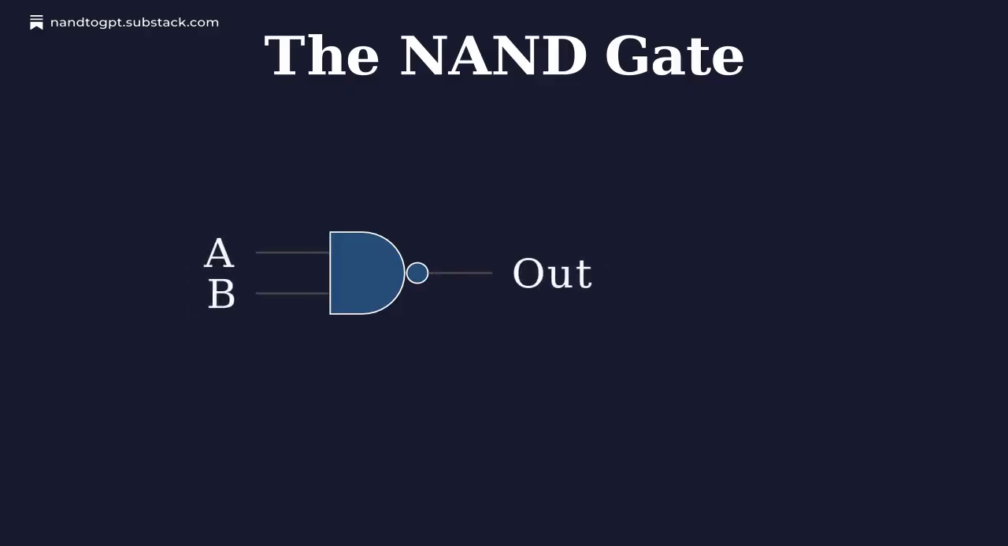What if I told you that every computer ever built, from the Apollo guidance computer to the GPU running GPT, can be constructed from a single type of component? Meet the NAND gate. It takes two inputs, A and B, and produces one output. Let's see what it does.